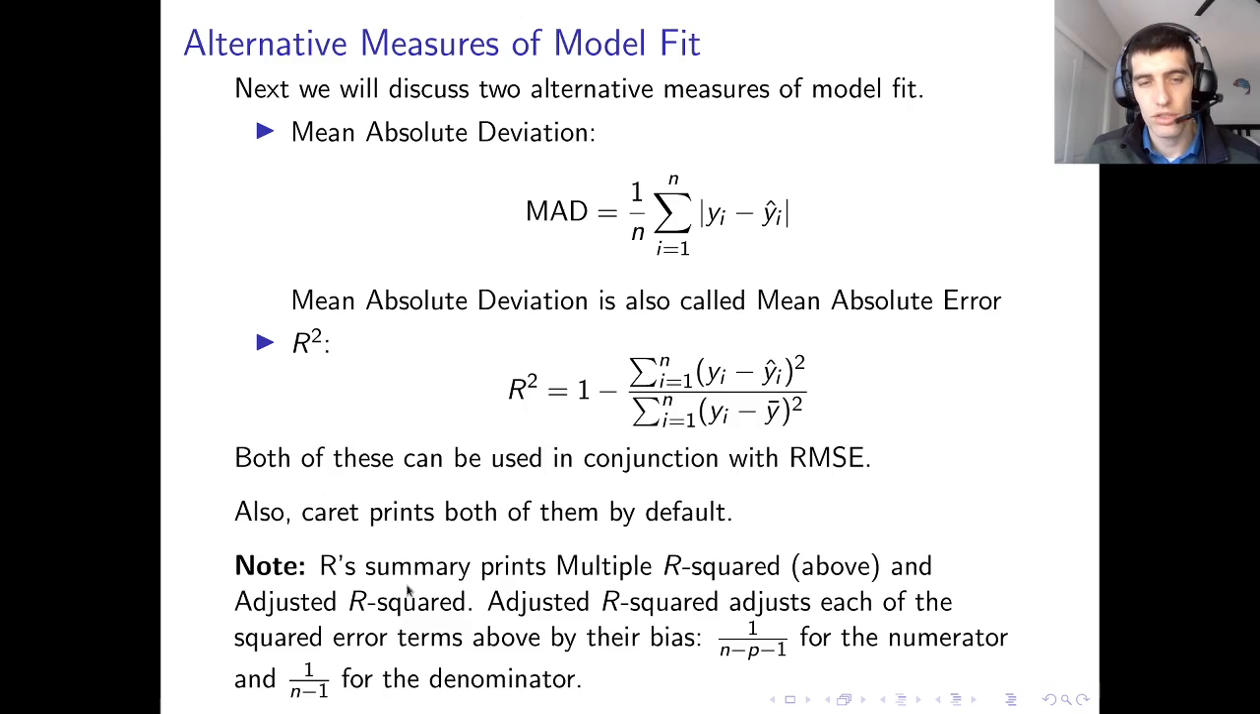So if you call summary on an LM object, R will print two things. R will print what it calls the multiple r squared. Multiple r squared is what I've described over here, and it will also print what it calls the adjusted r squared. So multiple r squared is this. For adjusted r squared, you do 1 over n minus 1 in the denominator and 1 over n minus p minus 1 in the numerator. So here we're accounting for the number of parameters being estimated.